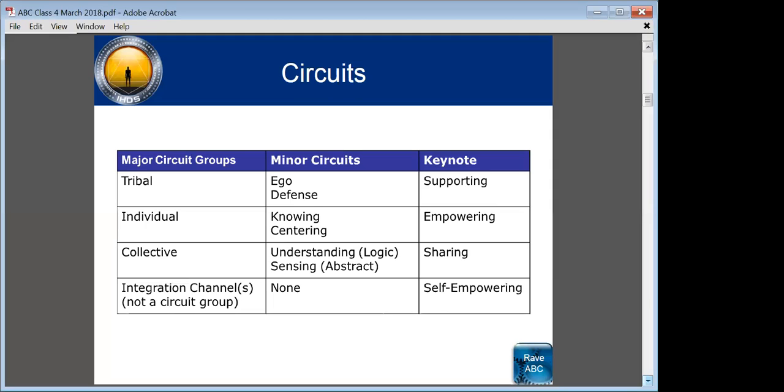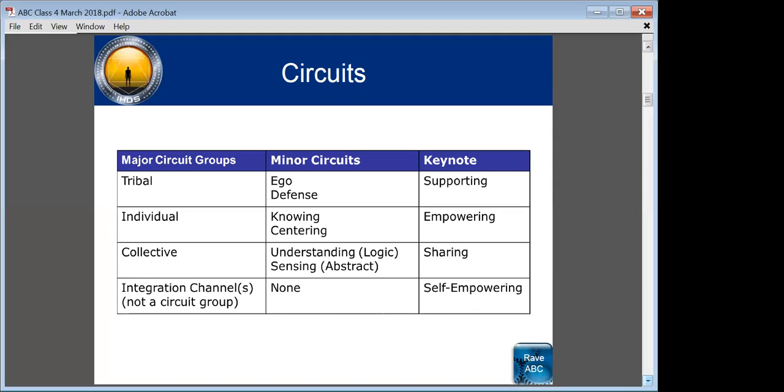And integration, which if we have time at the end of today, I'm going to also include. Integration is not a circuit group, so there's not going to therefore be minor circuits within it. And the keynote, it looks similar to individual. It actually flows along some of the same areas of the body graph, but it is self-empowering.